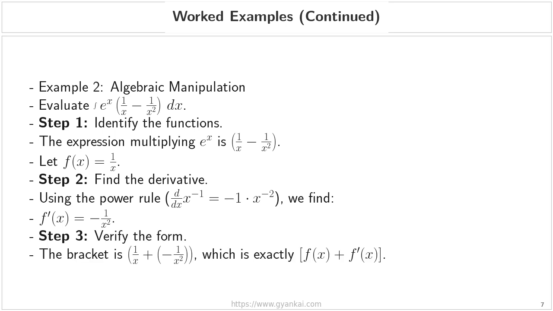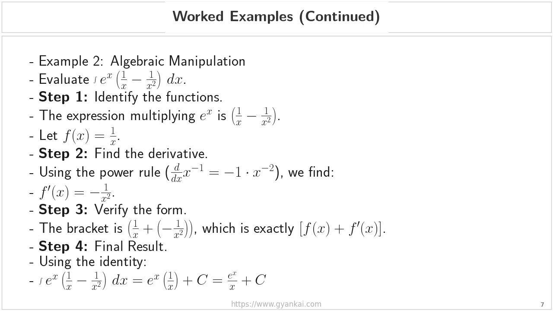Step 3. Verify the form. Now, the crucial step. Let's check if our choice of f of x works. We need to see if the expression inside the brackets matches the form f of x plus f prime of x. We have 1 over x plus negative 1 over x squared, which is exactly the same as 1 over x minus 1 over x squared, the original expression inside the brackets. So, we've successfully verified that our integral fits the required form.